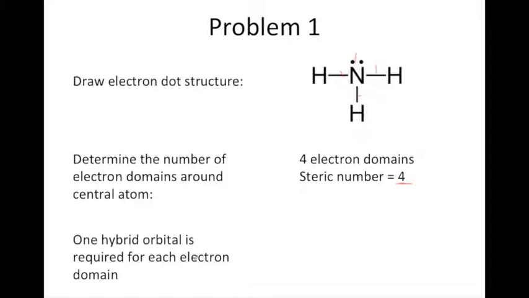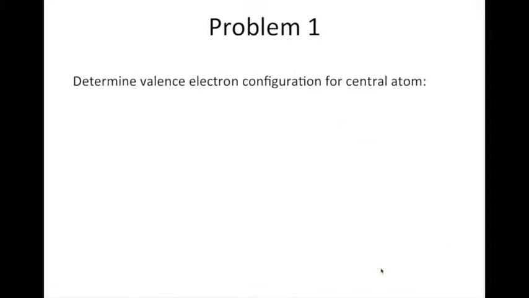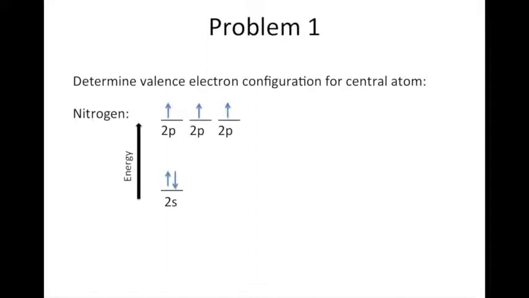Now for hybridization, this is important. For this particular molecule, we have 4 electron domains. We require 1 hybrid orbital for each of the electron domains. So for ammonia, since we have 4 electron domains, the nitrogen must form 4 hybrid orbitals, all with equal energy. So before we do that, let's look at the electron configuration for our central atom, nitrogen. And we see that nitrogen has a 2s2, 2p3 electron configuration.